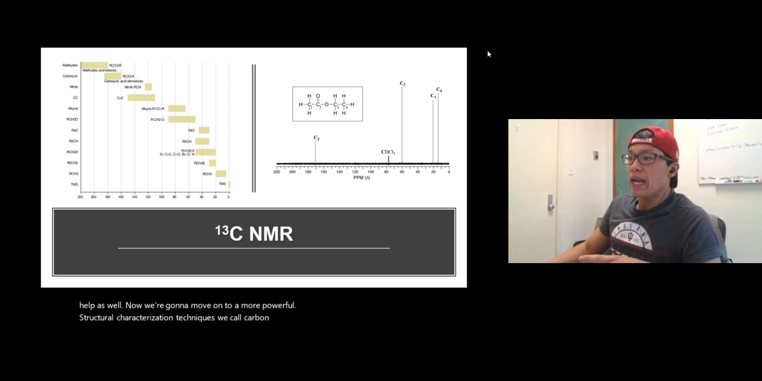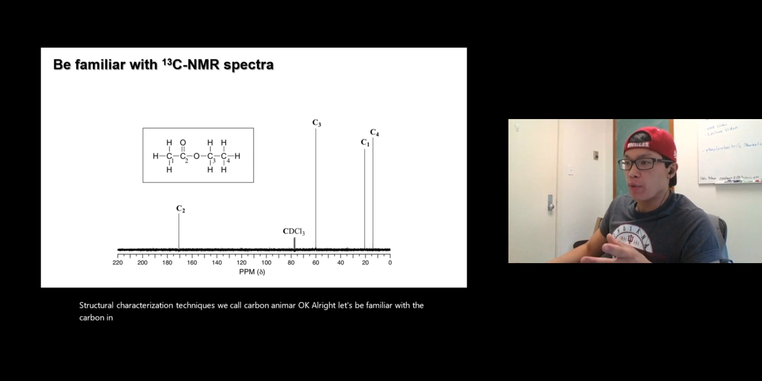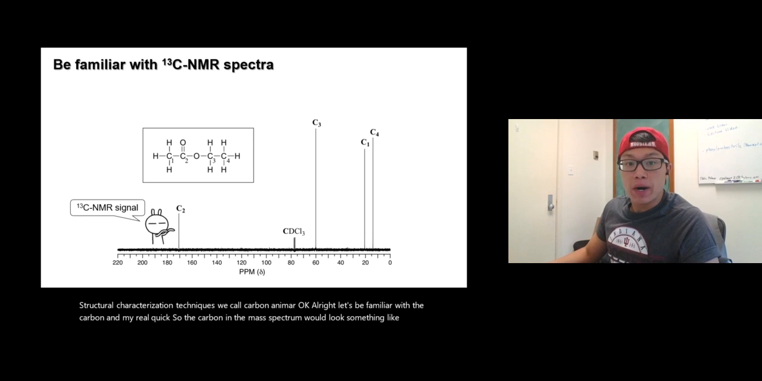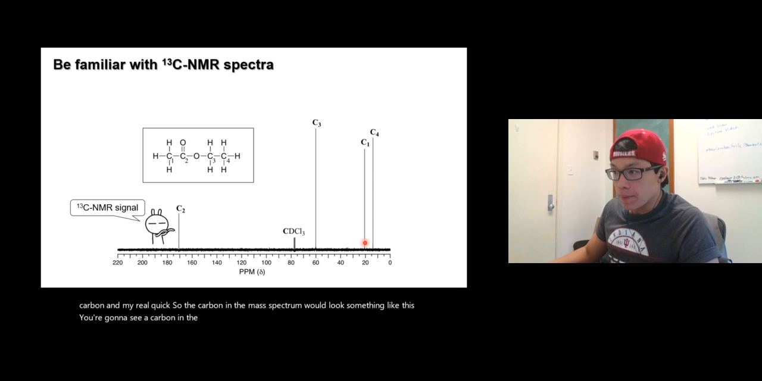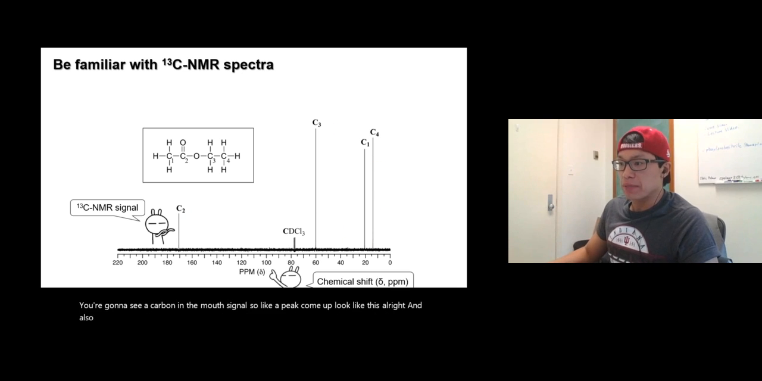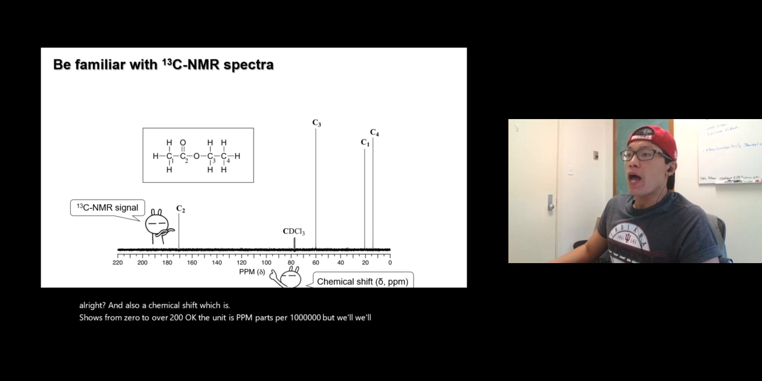Let's be familiar with carbon NMR real quick. The carbon NMR spectrum will look something like this. You're going to see a carbon NMR signal, a peak coming up like this, and also a chemical shift, which shows from 0 to over 200. The unit is ppm, parts per million, but we'll get there later. So this is carbon NMR.